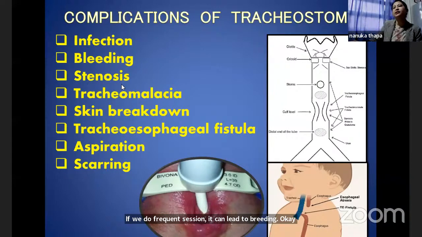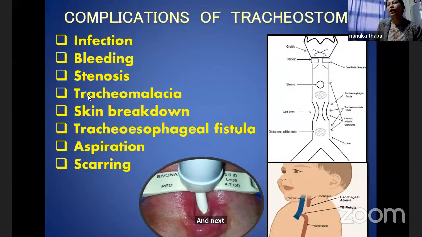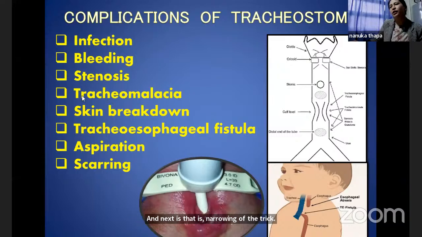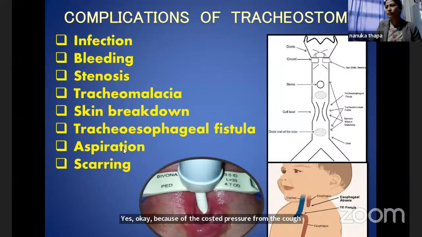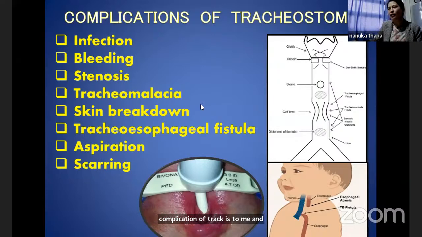And next is stenosis, that is narrowing of the trachea. Tracheal malacia, that is the collapse of the tracheal windpipe, okay? And skin breakdown, as you can see in this picture, okay? The skin will break down because of infection, okay? And tracheoesophageal fistula, as you can see in the picture, there is a fistula that is formed from the trachea into the esophagus, okay? Because of the constant pressure from the cuff. And then aspiration, okay? Aspiration also is a complication of tracheostomy, and scarring. So these are the main complications for tracheostomy.